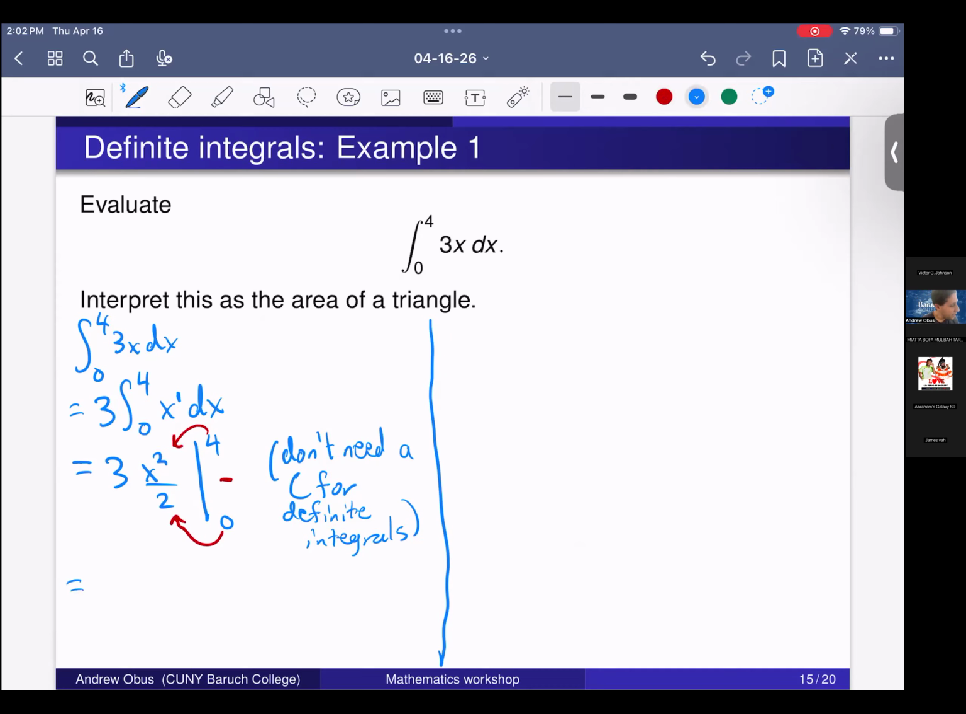So what is this? This is 3 times 4 squared over 2 minus 3 times 0 squared over 2. And if you calculate this out and do the math, this comes out to be 24. Okay? So that turns out to be 24.